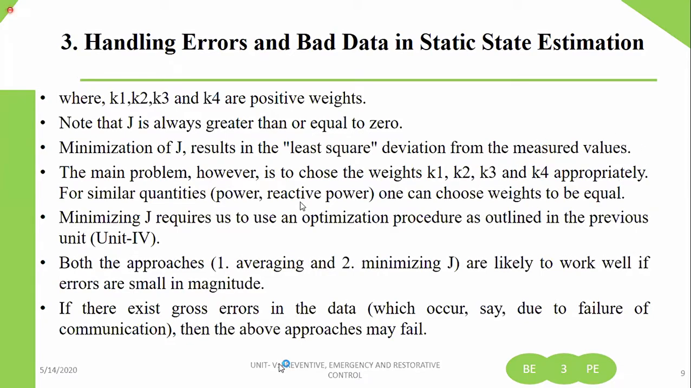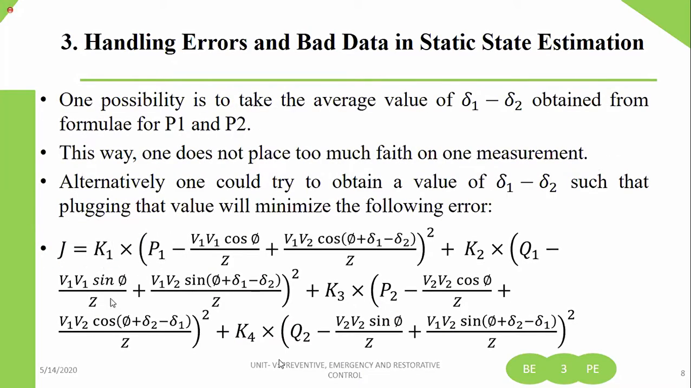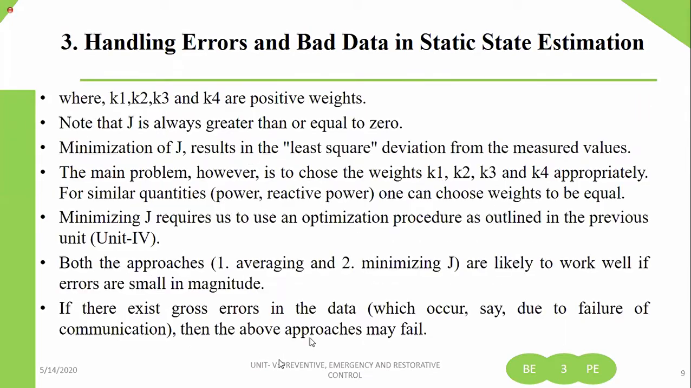So when you minimize this, it will result in the least square deviation from the measured value. But again, in these formulas, one main problem you face is how to choose k1, k2, k3, k4. So the main problem, however, is to choose the weights k1, k2, k3, k4 appropriately. How to choose that is another problem which we will face in handling error or bad data in static state estimation.